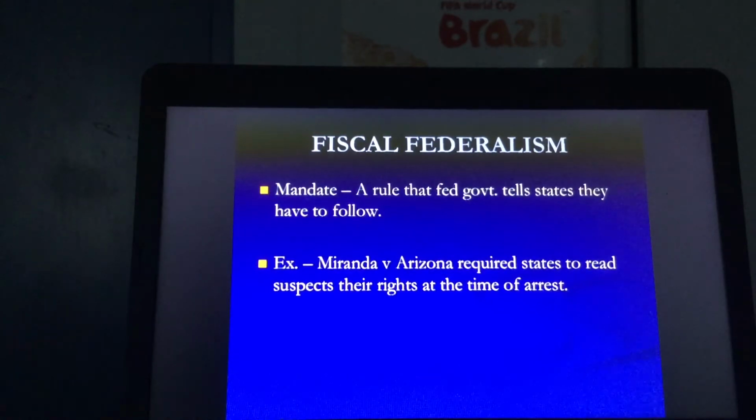Okay, a mandate is something different. It is an order from the national government to the states to do this. Not if you want the money, you have to do this, but basically you have to do this. If you think about something being mandatory, that means you have to do it. And so a mandate is an order that the federal government gives to states saying you have to do this.